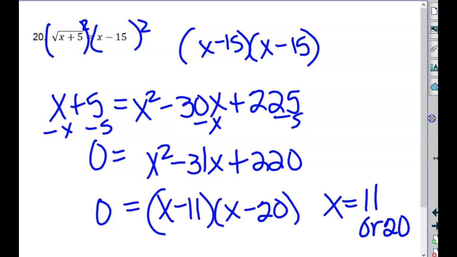One of those I have to throw away. Does anyone know why? If I put 11 minus 15 in, I get negative 4. Can a square root be negative? If I put a 20 in, I get the square root of 25 equals 5. That seems like a pretty good answer, right?